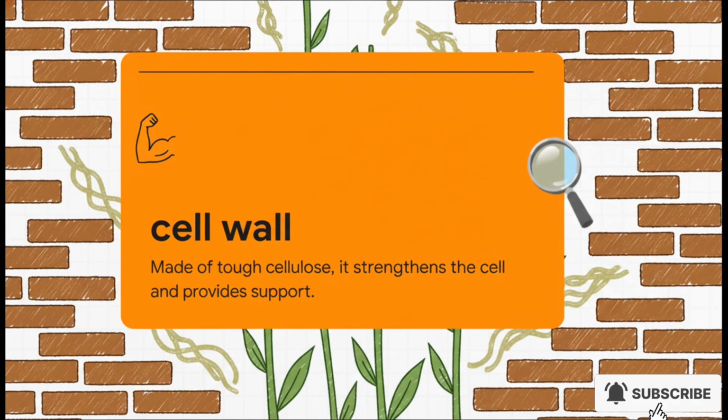Think of this as a sturdy brick wall built completely on the outside of that squishy cell membrane we talked about earlier. It's made of an incredibly tough, rigid fiber called cellulose. This wall strengthens the cell and provides the structural support a plant absolutely needs to stand up tall, especially since it doesn't have a skeleton like an animal does.